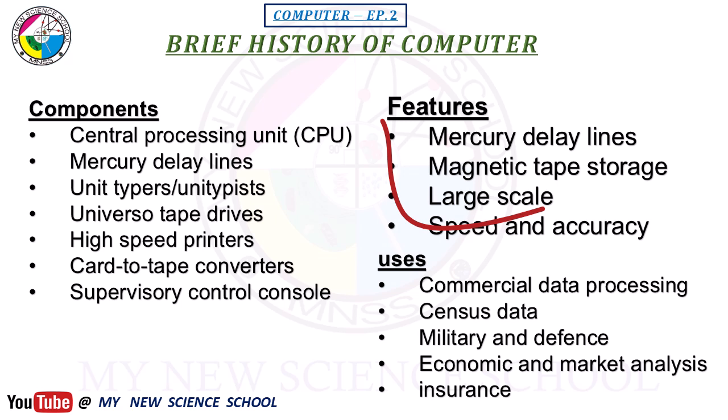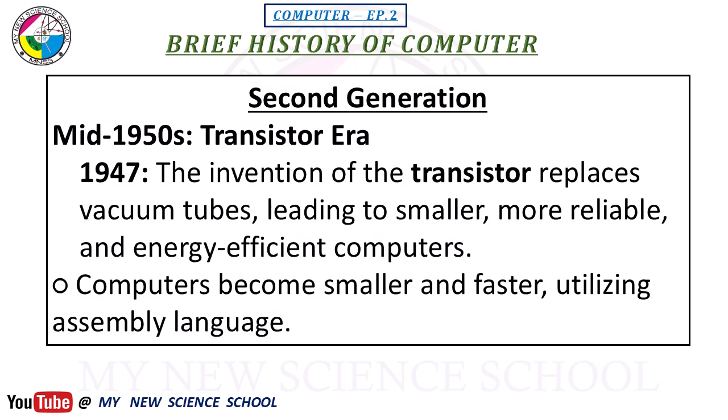The uses of this machine were commercial data processing, census data, military and defense, economic and market analysis, and insurance companies also used this machine at that time. And that brings us to the new technology that marked the end of first generation computers and the beginning of second generation computers, which was called the transistor era.